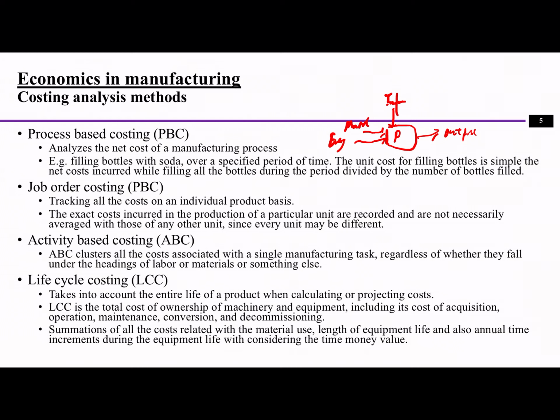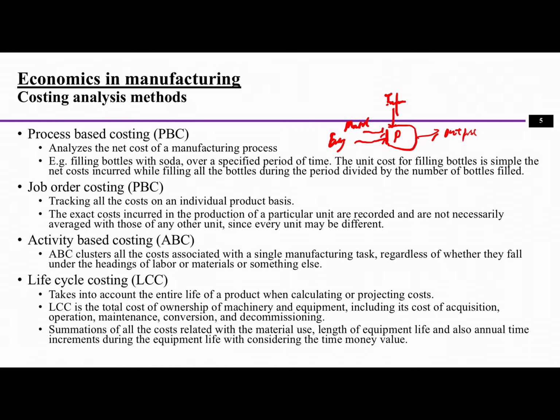So this is process-based modeling. Another method is job order costing. Job order costing helps track all the costs on an individual product's basis, right? So that's based on the job order. So you need to follow all the costs related to that job.